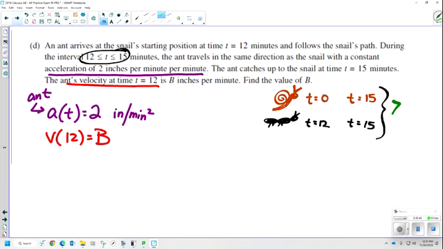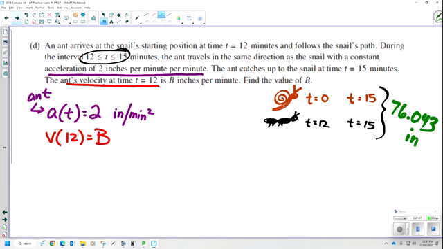That was 76.043 inches. So the snail takes all 15 minutes to travel that distance. The ant only takes 3 minutes. He starts at minute 12 of the snail's journey and goes 3 minutes to 15 and covers the same distance, and catches the snail at that 15-minute mark.